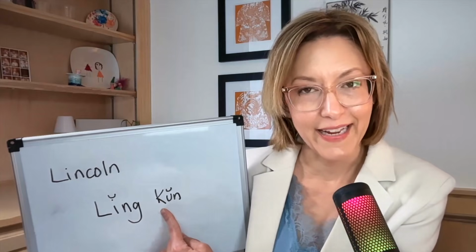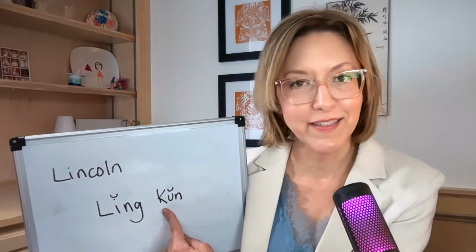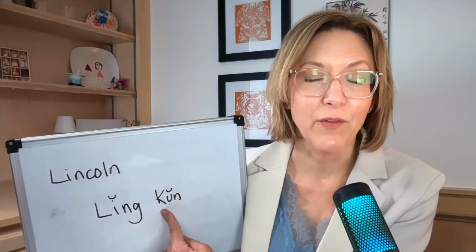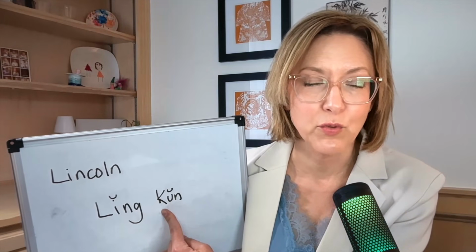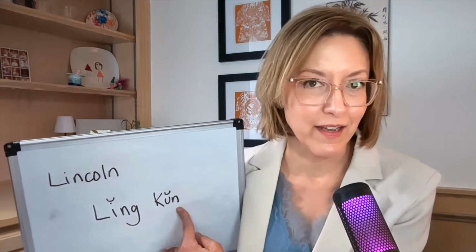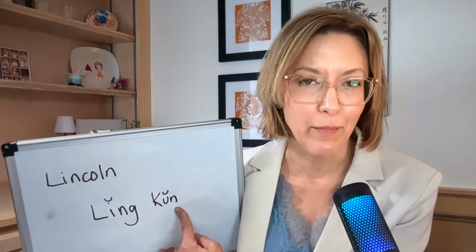Then we are going to add a K. Tip of the tongue stays low. Air just puffs out of your mouth. Then we have the short schwa, and then end with an N. Tip of the tongue is behind the top front teeth.